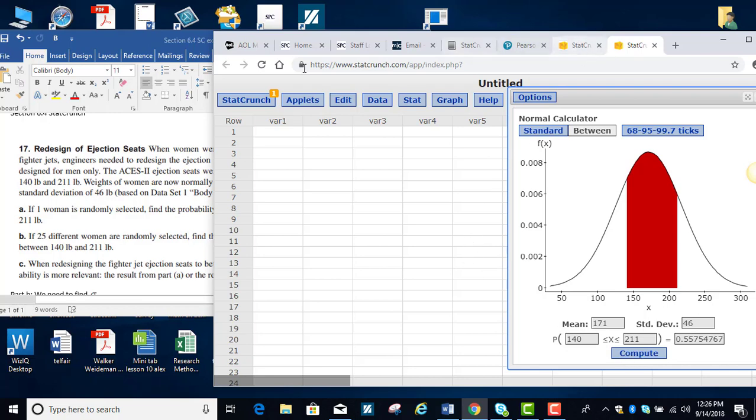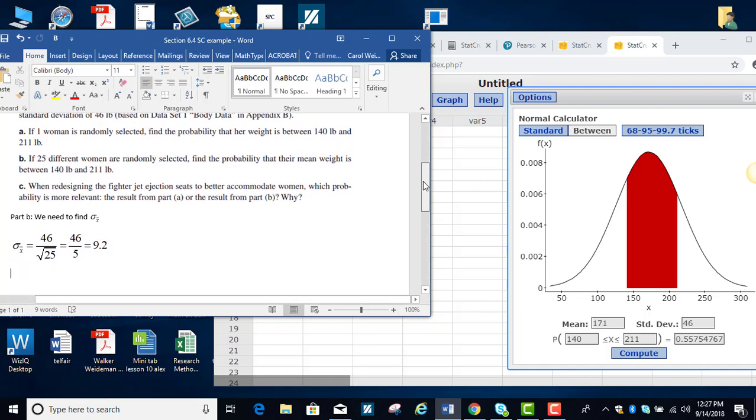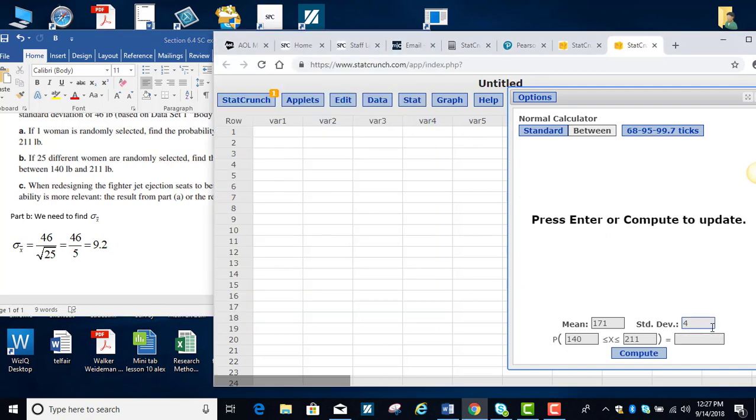Now the second part of the question asks us, if we take 25 women and select them randomly, find the probability their mean weight is within that interval. So in order to do the second part, remember I've got to adjust my standard deviation. So I need to find the standard deviation for the mean, which means take the standard deviation of the normal distribution, in this case 46, and divide by the square root of the sample size, which is 25. And when I do that calculation, my standard deviation for the mean now becomes 9.2. So I'm going to go ahead and enter that in here in place of 46.